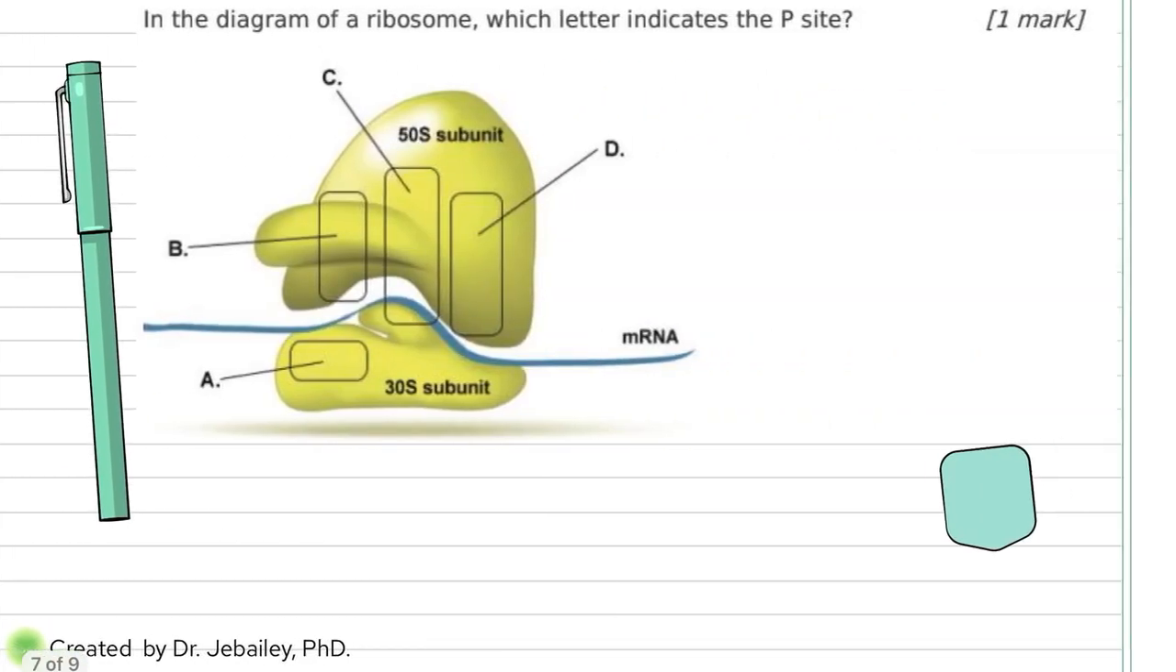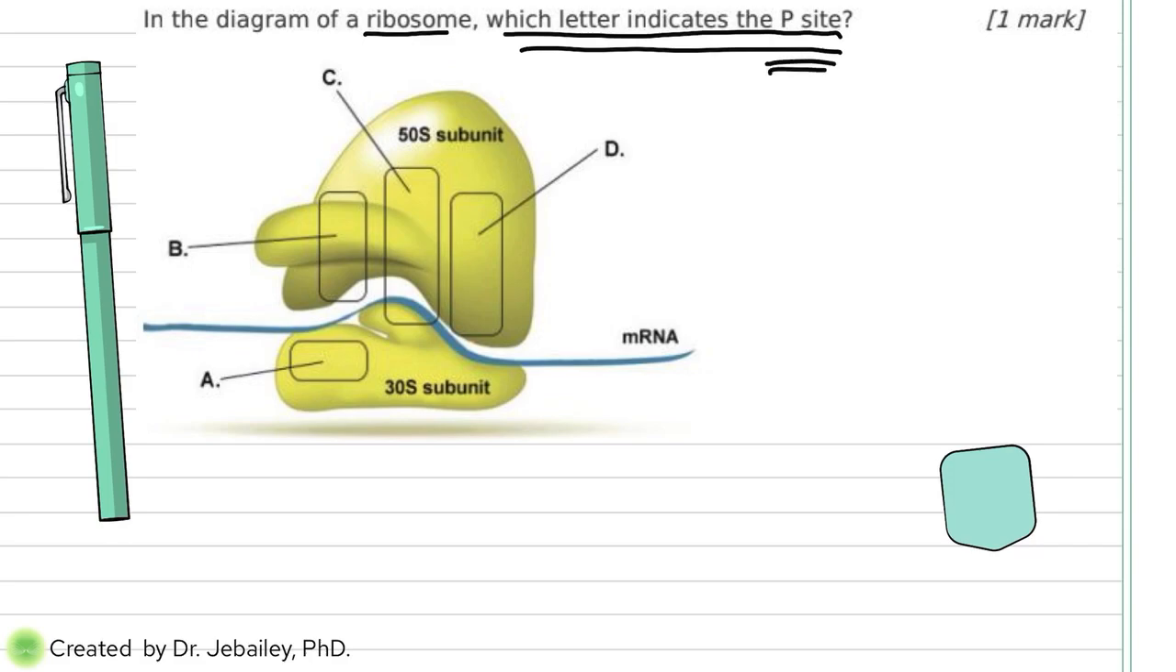The next one says the diagram of a ribosome. Which letter indicates the P site? Just a little comment here: you will see a lot of questions related to the ribosome when it comes to 7.3. So make sure you know everything about the ribosome and how it functions. Here they want to know, where do you find the P site? If you remember, we have the mRNA right here. We have the subunits. Now, which way would it go?